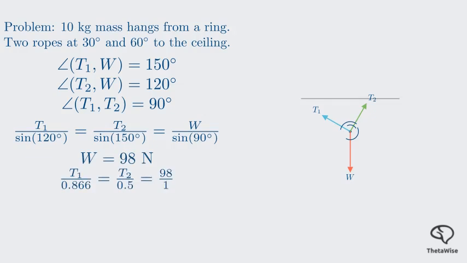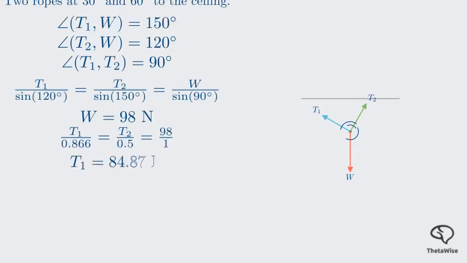The weight W is mass times gravity, so 10 times 9.8 is 98 newtons. Sine of 90 is 1, so we have T1 over 0.866 equals T2 over 0.5 equals 98. We can now solve for the tensions. T1 equals 98 times 0.866, which is 84.87 newtons. And T2 equals 98 times 0.5, which is 49 newtons. Lami's theorem provides a very quick and efficient way to solve these kinds of problems.